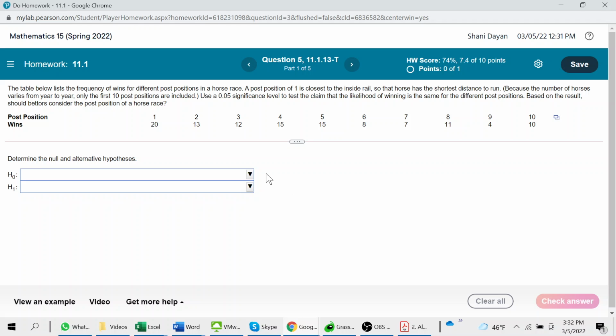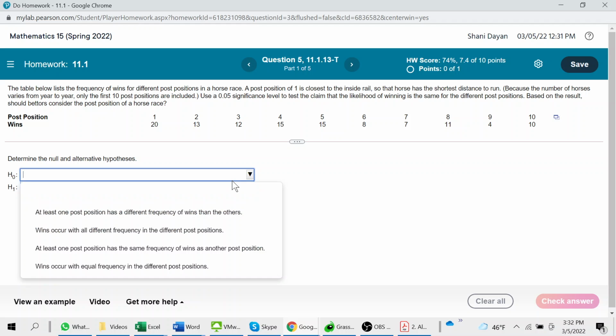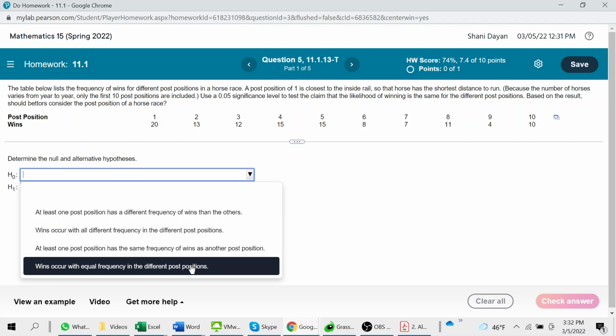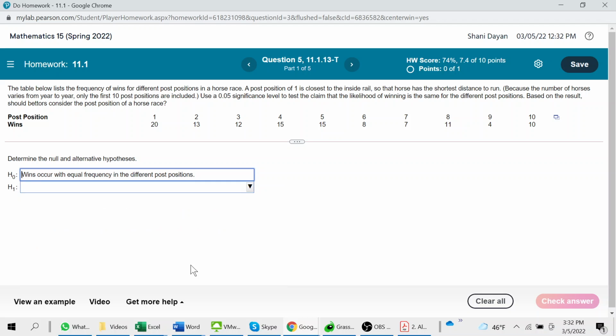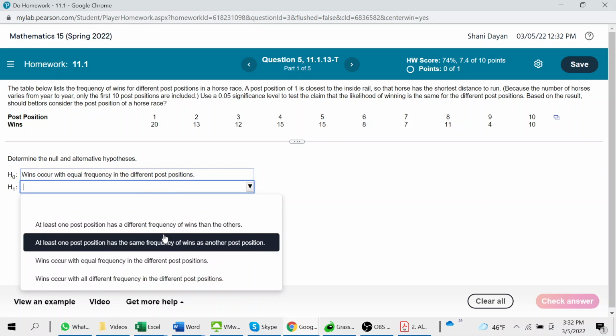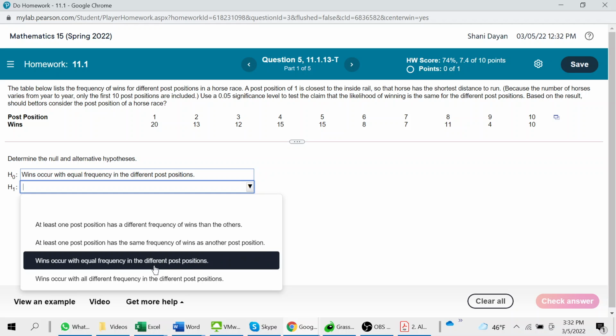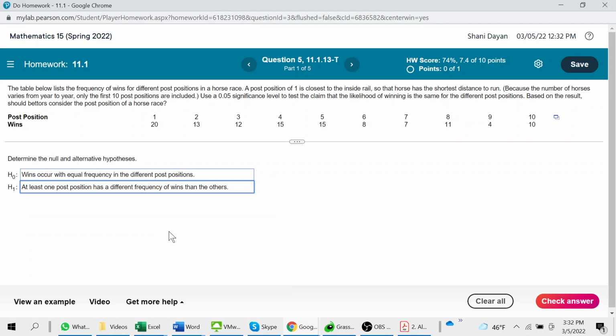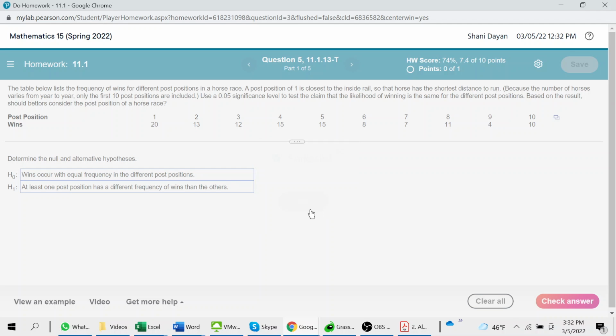The null hypothesis here: wins occur at equal frequency in different post positions. The alternative: at least one post position has a different frequency of wins than the others. Check answer. Fantastic.